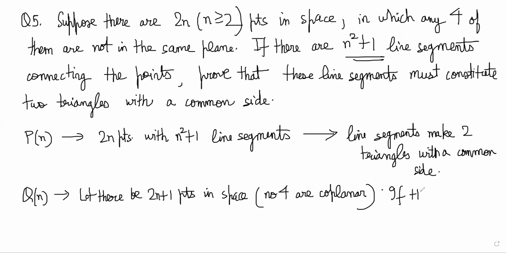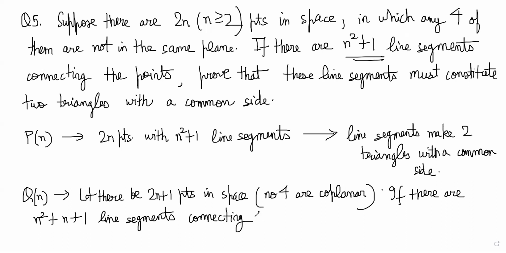If there are n square plus n plus 1 line segments connecting these points, we make the same claim. Then these line segments make two triangles with a common side.